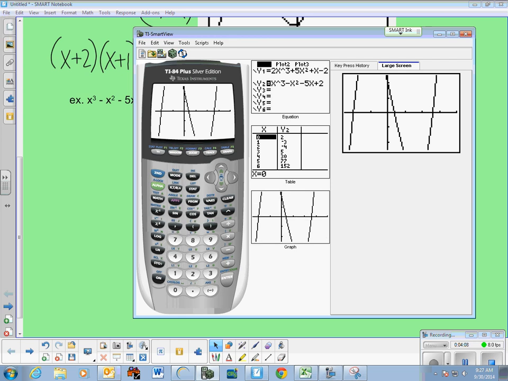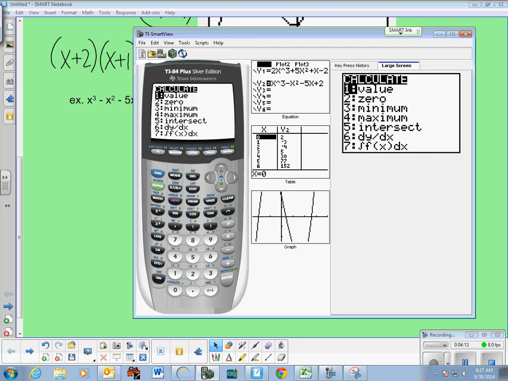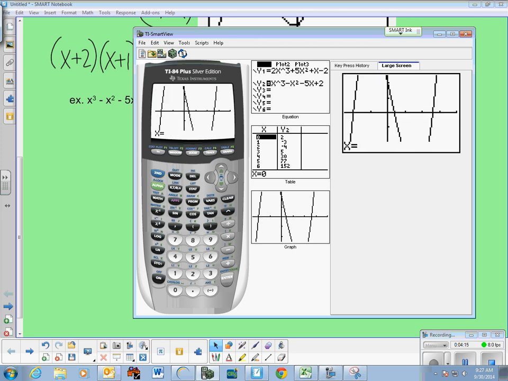It looks like I have a good one at -2. Let's see, I can try it with the value option just to confirm. At -2, I am in fact at 0. So I know one of my factors has to be x plus 2. So what about the other ones? Let's see where this second and third zero exists. I'm going to go second calc.